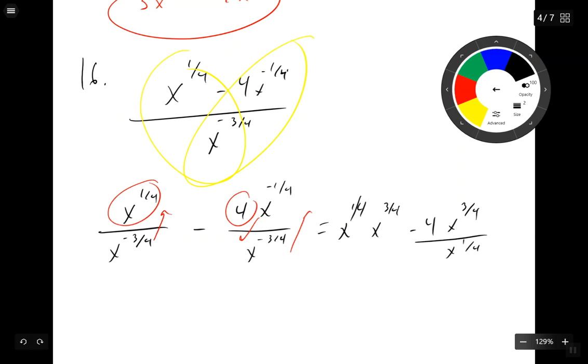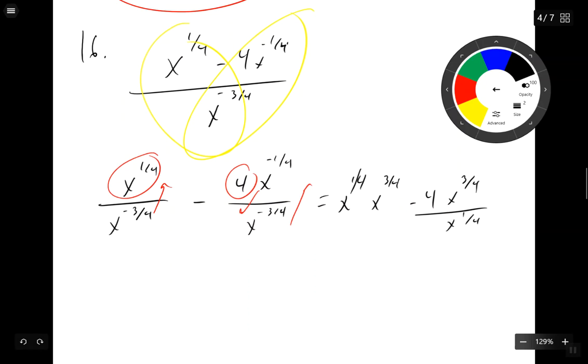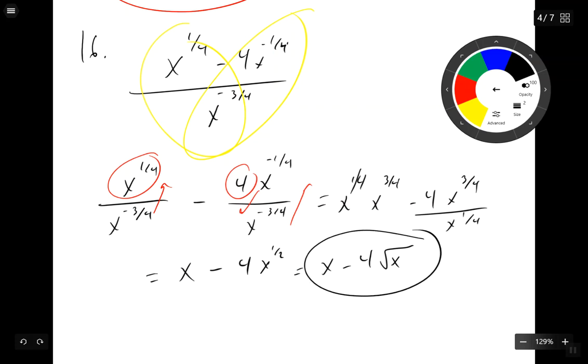What do I do with these powers? What's 1/4 plus 3/4? And 4/4 is just x, right? Minus 4. What's 3/4 minus 1/4? And what's 2/4 reduced to? 1/2. And we're not going to leave it like that. It's going to become x minus 4. If I write this as a root, is it just the square root? See it?